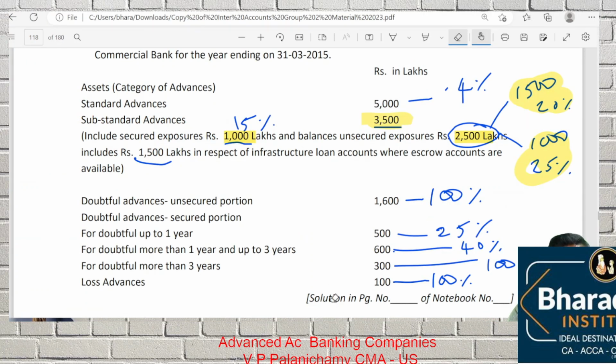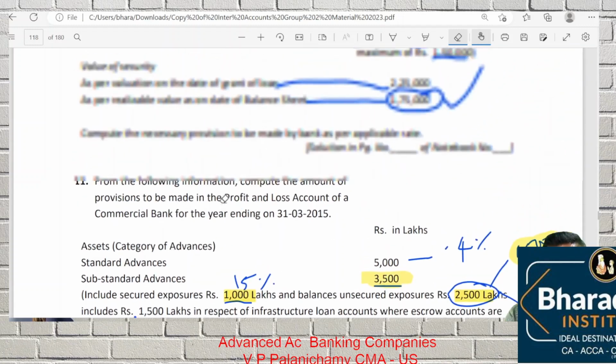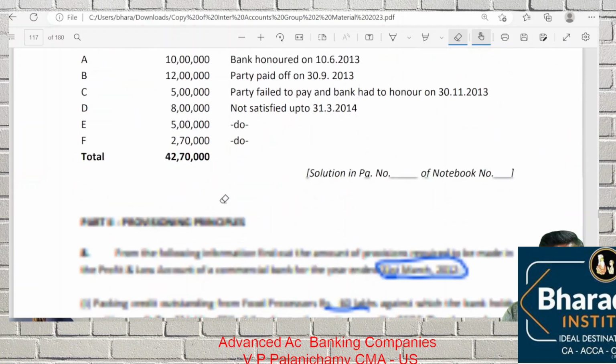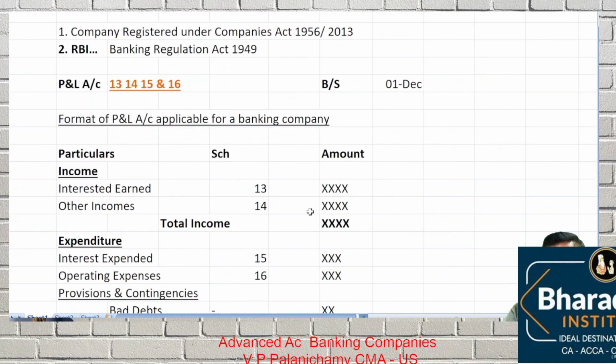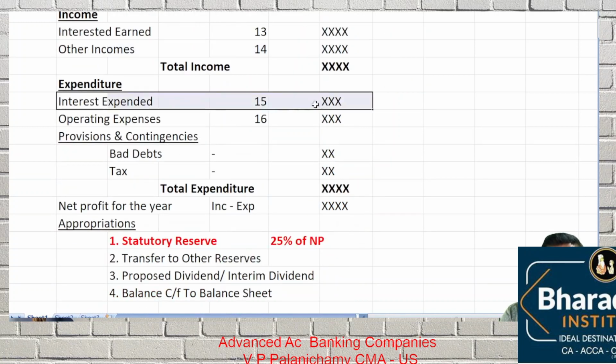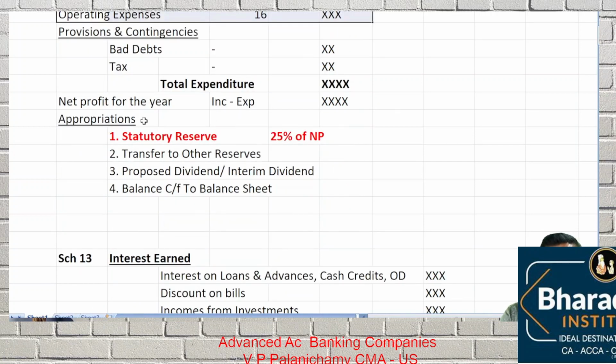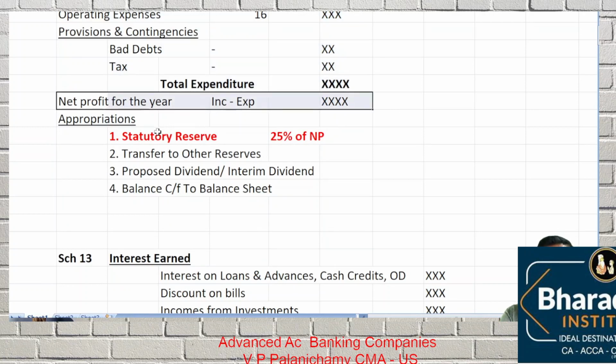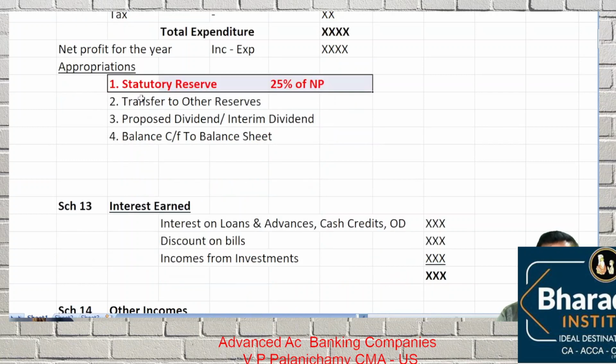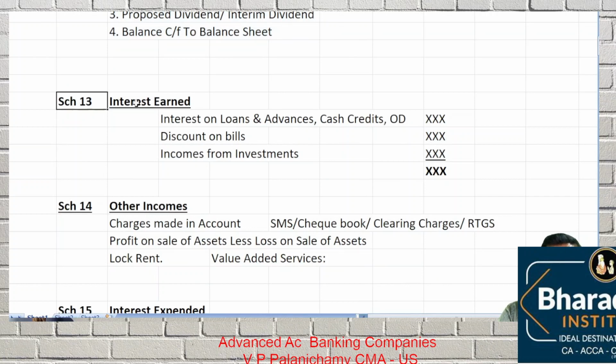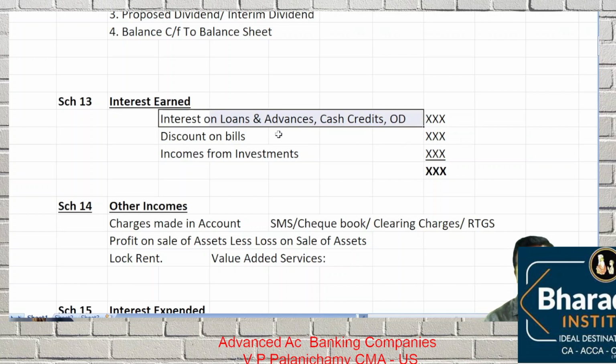Next, I request you to take a break. Go through the format of P&L account that we learned in the last class. Interest earned, schedule number 13. Other incomes, schedule number 14. Interests paid, 15. Operating expenses, 16. Then provision for bad debts and tax will come in the P&L account. We work out net profit. 25% of net profit has to be transferred to reserve, statutory reserve, other reserves, all those things. I request you to go through these format notes, then we will proceed.